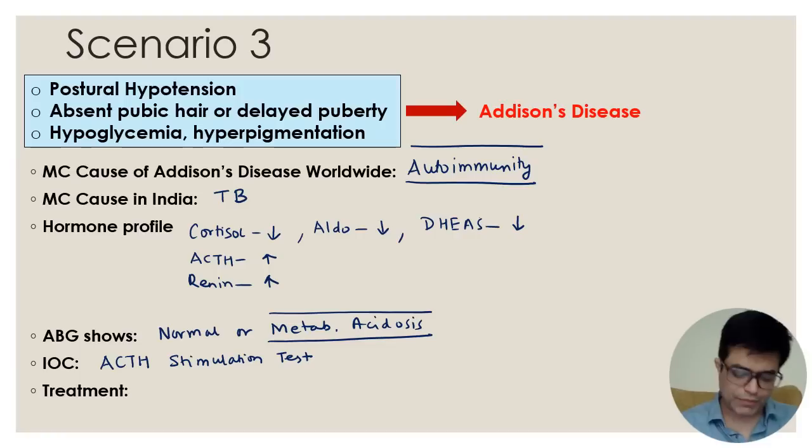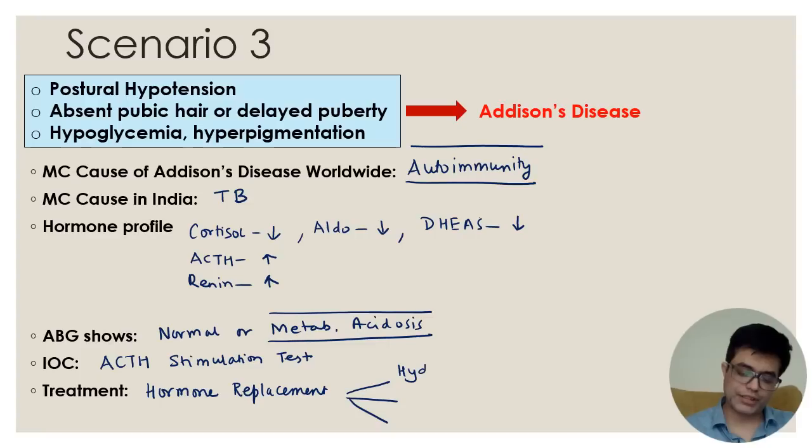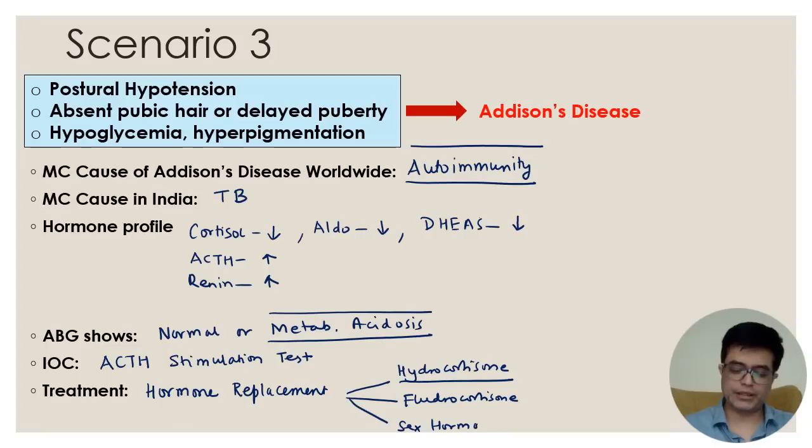And what is the treatment in the patient? Initially you will obviously have to give hormone therapy. So hormone replacement will be needed. What are the hormone replacements that you will be giving to the patient? What is the initial agent of choice given in all patients? Hydrocortisone. You will add a synthetic mineralocorticoid called fludrocortisone, and you will also consider adding sex hormones depending upon the gender of the patient.